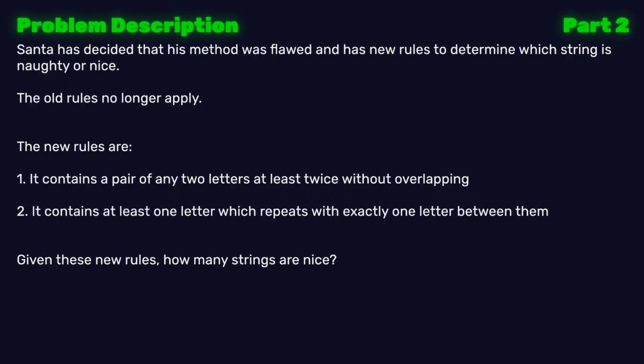Now for part 2 of this problem. Santa has decided that his method was flawed, and now he has new rules to determine which string is naughty or nice. The old rules no longer apply, and the new rules are as follows. 1. It contains a pair of any 2 letters at least twice without overlapping. And 2. It contains at least one letter which repeats with exactly one letter between them. Given these new rules, how many strings are nice?